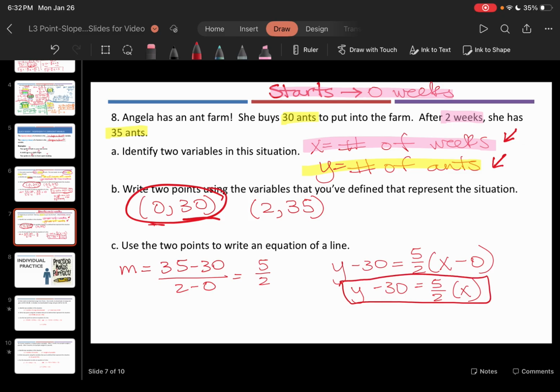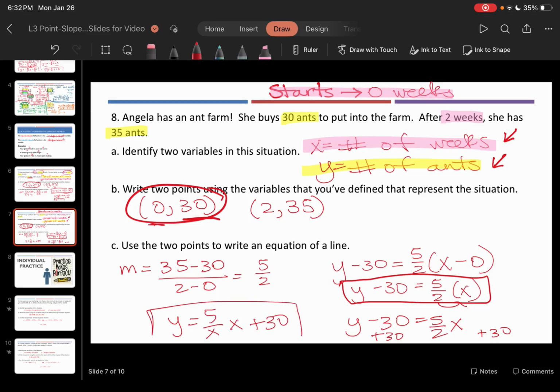And if I wanted to, this is a very easy one to convert to y equals mx plus b, because I don't have to do much to distribute. And then all I have to do is add the 30 to both sides. So if I wanted it in y equals mx plus b, it would be this. Okay.